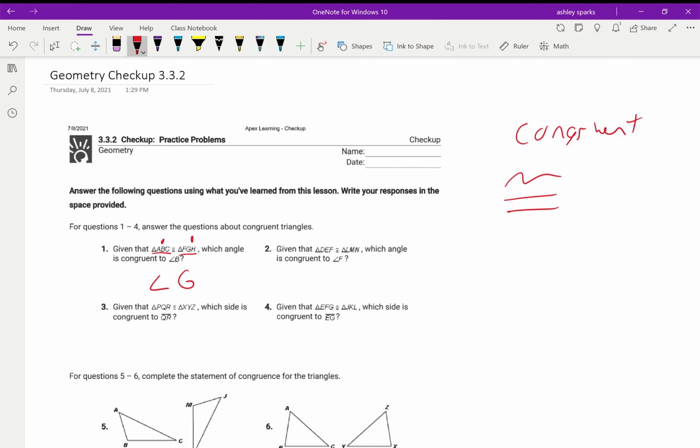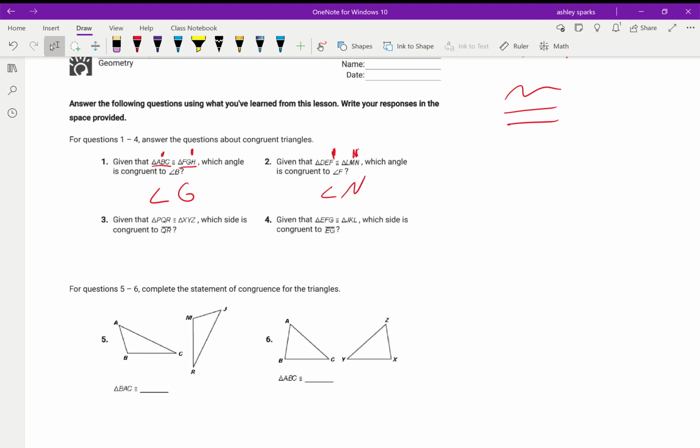And that works for all parts of our triangles. Congruency just means two things are equal, all their measurements are the same, and when we write a congruency statement, we put everything in the same spot. We match it all up. So number 2 here, it says given DEF is congruent to LMN, which angle is congruent to F? Well, F is here at the end. The angle at the end is N in this situation.